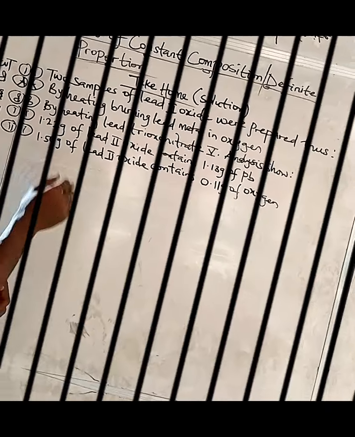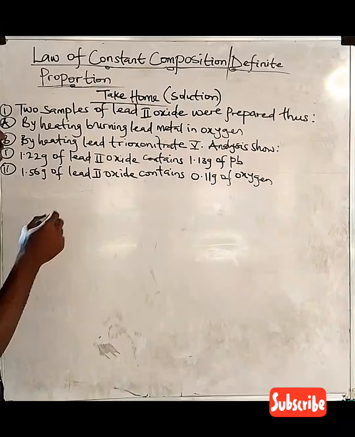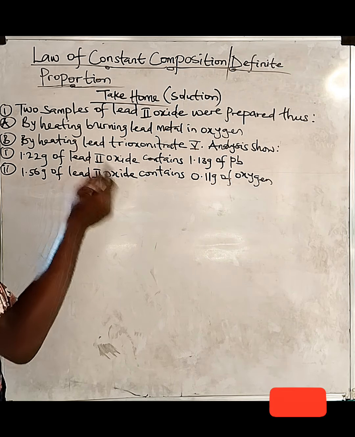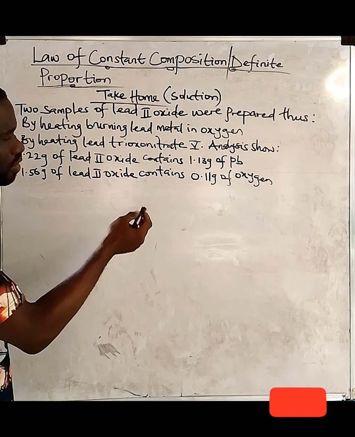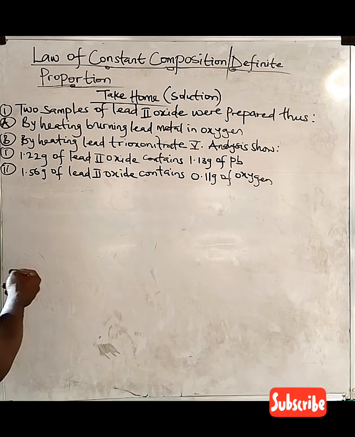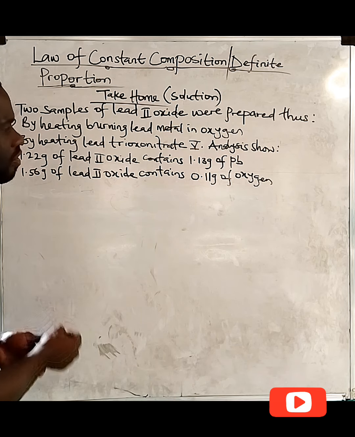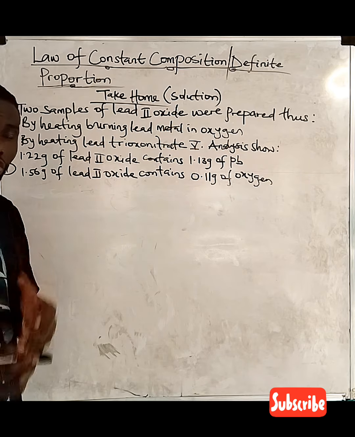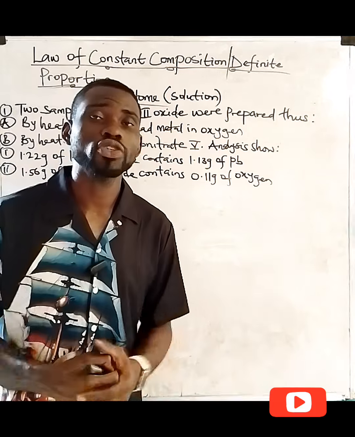Two samples of lead(II) oxide were prepared. First, by burning lead metal in oxygen; second, by heating lead(II) nitrate. Analysis shows 1.22 gram of lead(II) oxide containing 1.13 gram of lead. The second result shows 1.56 gram of lead(II) oxide containing 0.11 gram of oxygen. These analyses show that the law of constant composition, or definite proportion, has been obeyed.